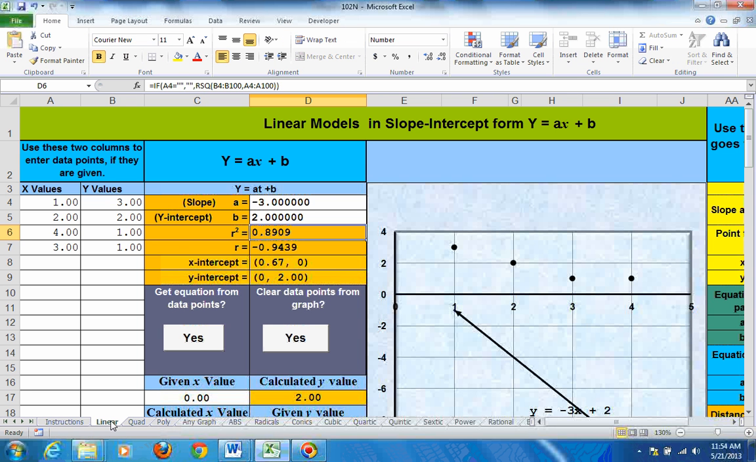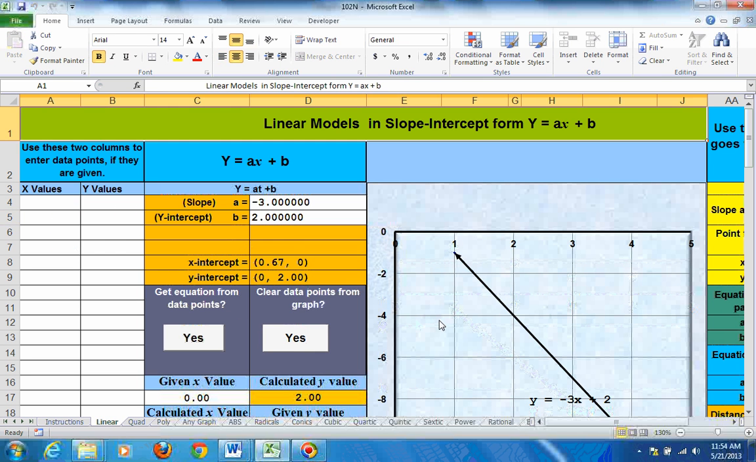So on the linear sheet, put a negative 3 in here for the a. See, here's your format right here. So negative 3 is the a and 2 is the b. And then once you get that in there, clear off these data points because we don't want to show these data points. So clear those. Click the yes button to clear those.